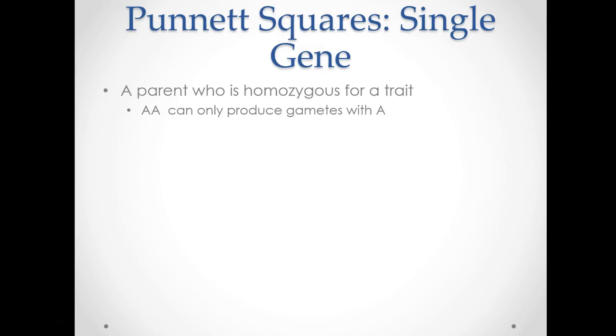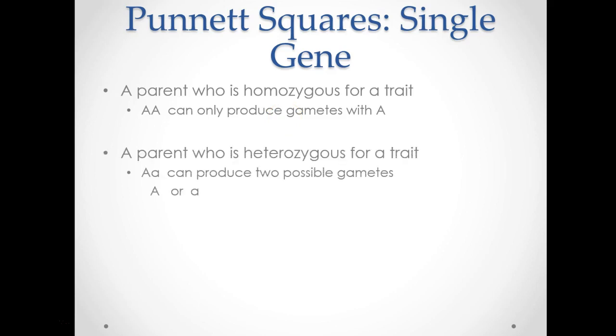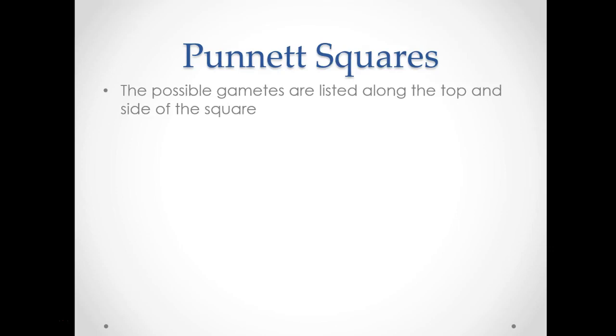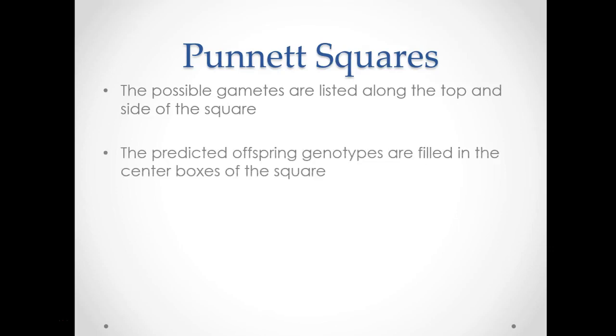So let's start off with a parent who is homozygous for a trait. In this case, they are homozygous dominant. They have two capital letters. The trait is the A trait. So they're only going to be able to produce gametes with all A's. A parent who is heterozygous for a trait, however, has two possible gametes. They can produce a gamete that has either the dominant allele, the capital letter, or the recessive allele, the lowercase letter. All right, so what we do is we use a four square.